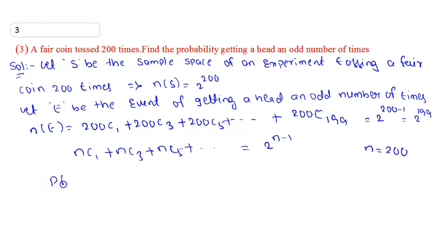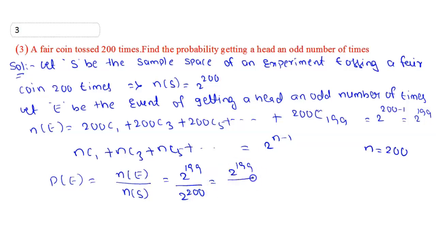So here probability of an event is equal to n of E by n of S. That is equal to 2 to the power 199 by 2 to the power 200. So this is equal to 2 to the power 199 by 2 to the power 199 into 1 by 2. So this will get cancelled out. Answer is 1 by 2.